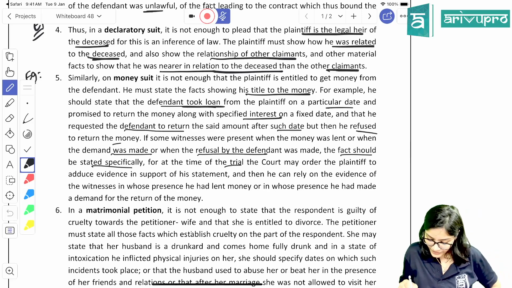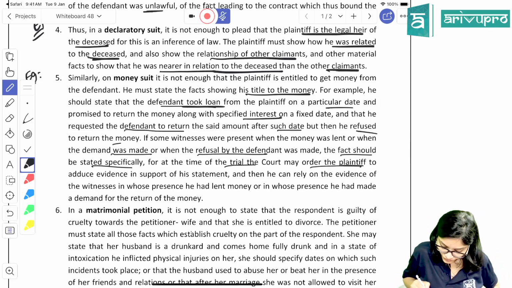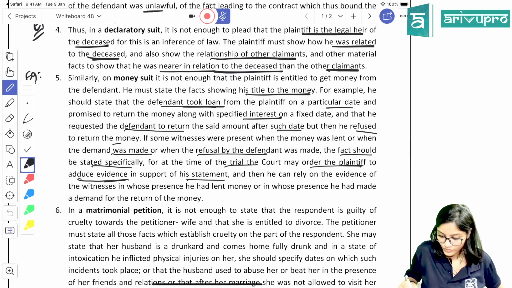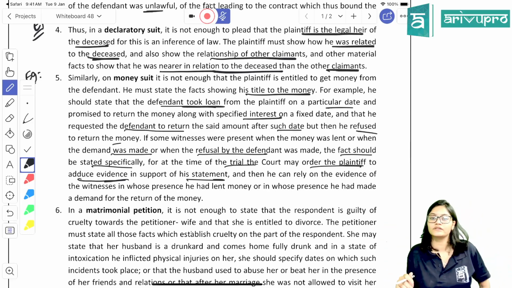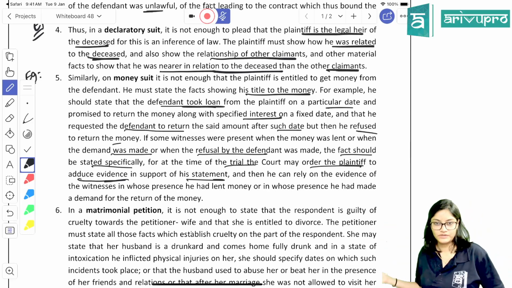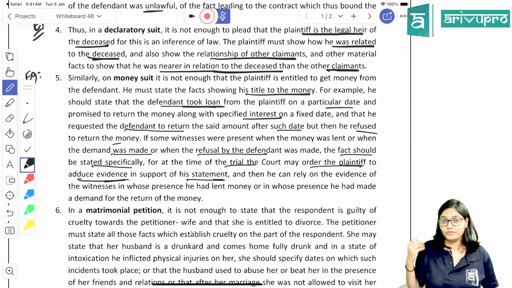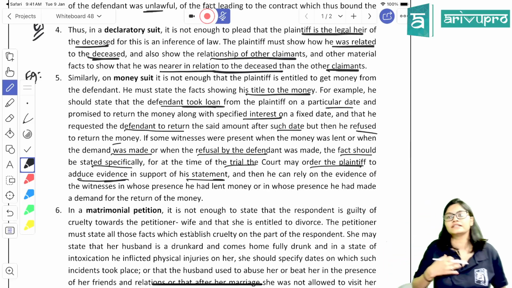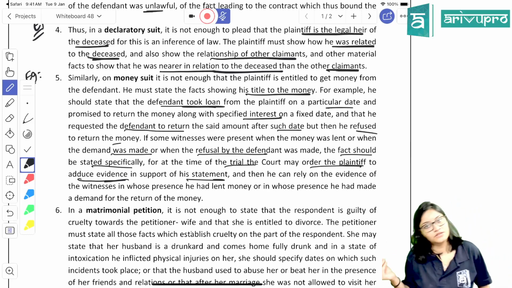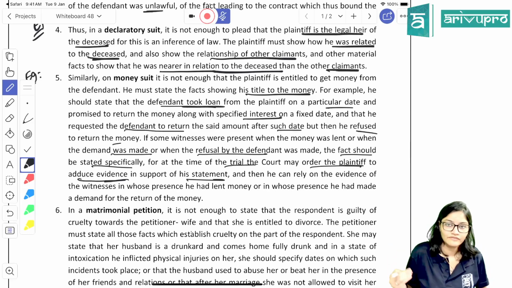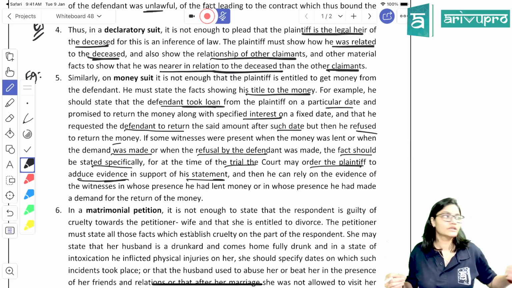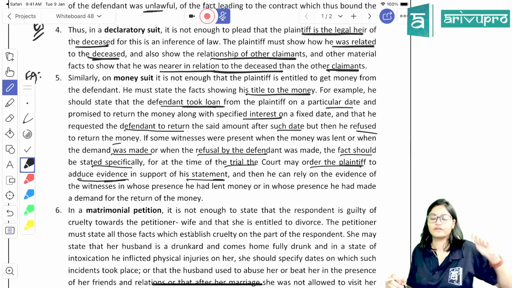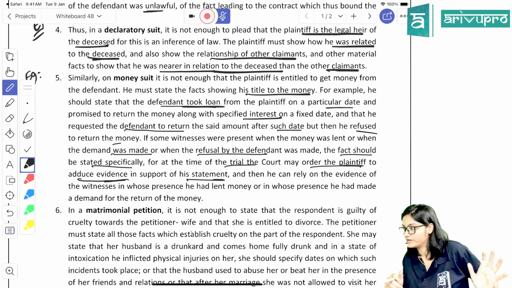You have to state the fact, for at the time of trial, the court may order the plaintiff to adduce evidence in support of his statement that the defendant refused to give him money. Who is evidence? If anybody was there, you can mention it. Let us say I asked Simran to give me the money, whatever loan she has taken. When I asked her, I went to her office, and my manager, my partner was also there along with me. So you can mention that fact, right?